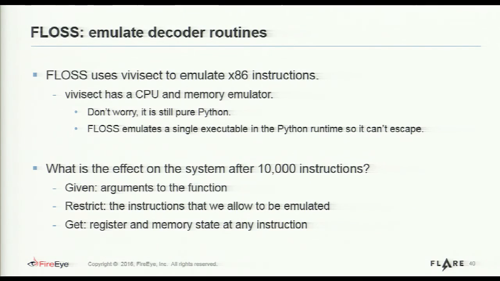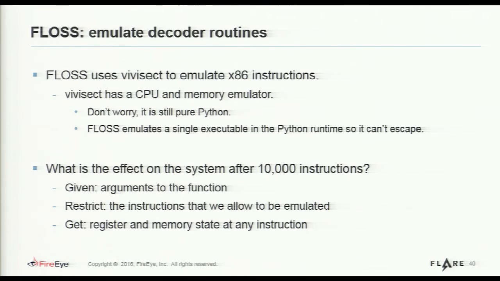Once we've found decoder routines, our goal is, again, to emulate them. So we have this very effective virtual CPU and memory system. And what we can say is, okay, here's some data. Here are the arguments to this one function. Tell me what the effects are on the system after, say, 10,000 instructions. Or really, every time I hit a call instruction, pause for a moment. Tell me what the state of the system is at that point in time, and allow me to do my analysis and continue on executing. So that's what we're doing there. That's our goal.